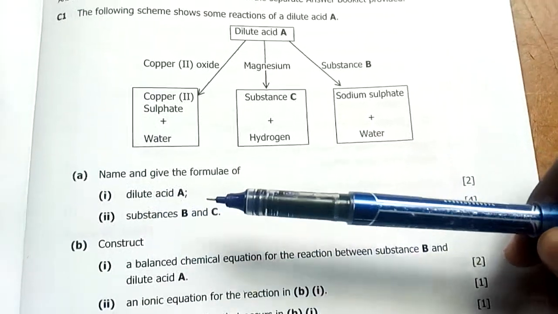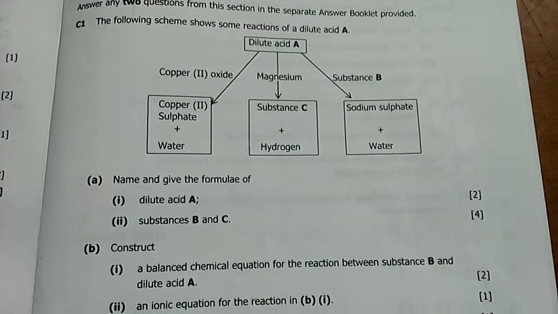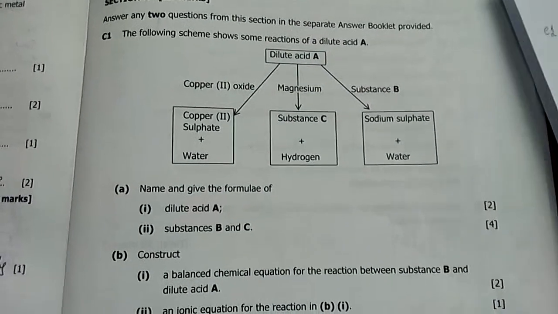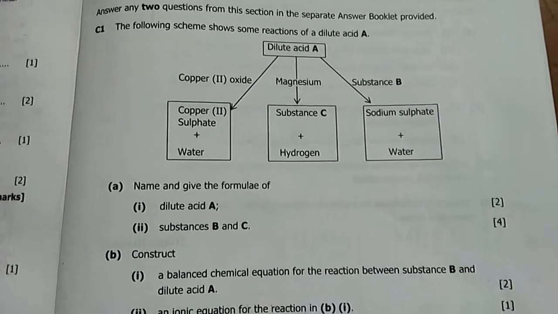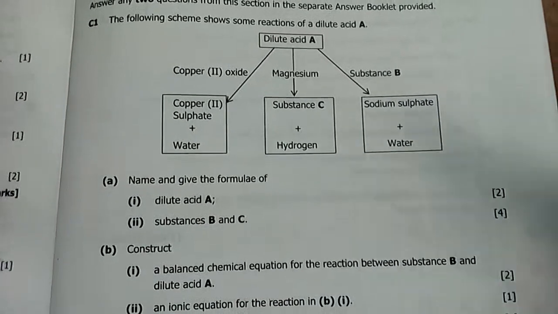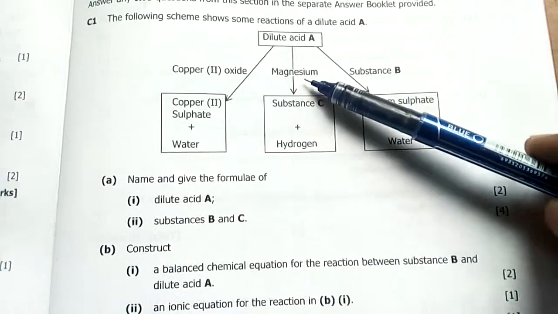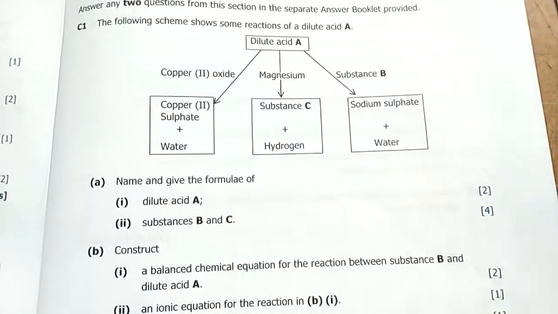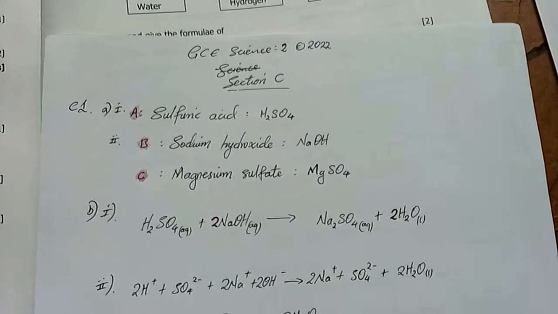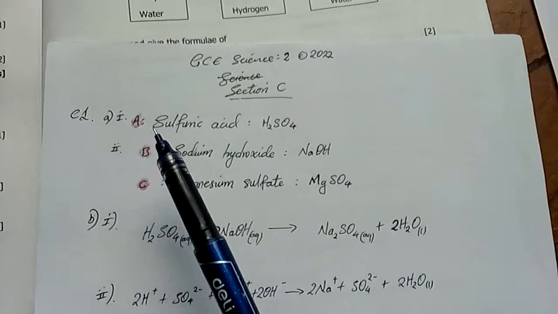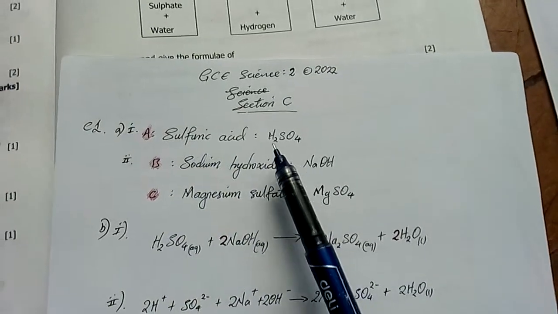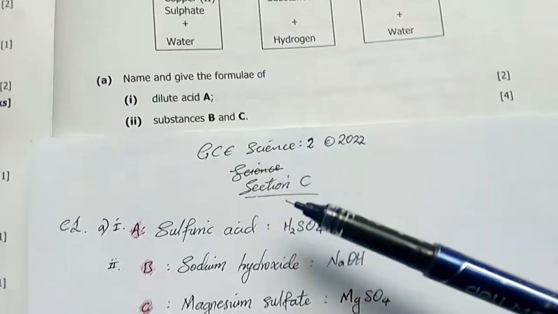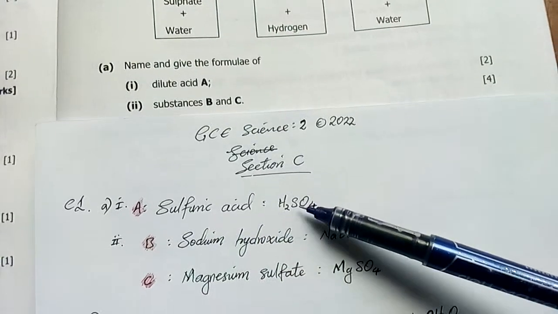And substance B and C. Before I even look at the answers, you can tell just by looking, as I said earlier, acid A is sulfuric acid, which is H2SO4. Then substance C: magnesium reacts with sulfuric acid to give us magnesium sulfate and hydrogen gas. But let me look at those answers. My answers are as below, that is A1, sulfuric acid. They said name and give the formula, so we name and we give the formula. The name is sulfuric acid, formula is H2SO4.